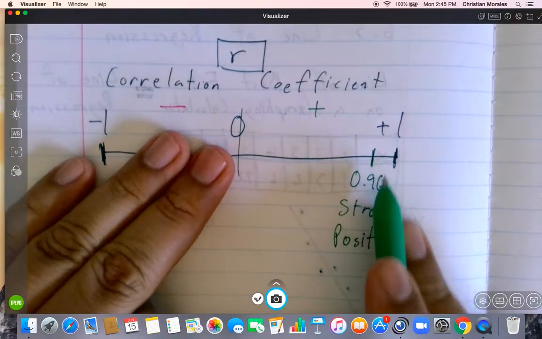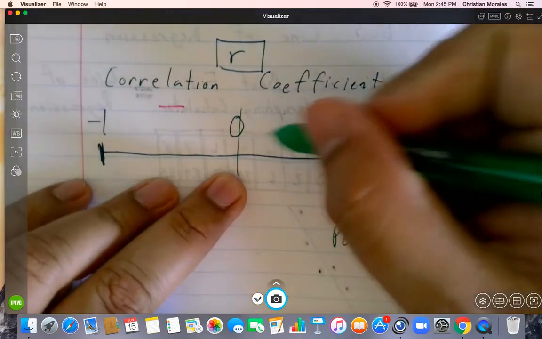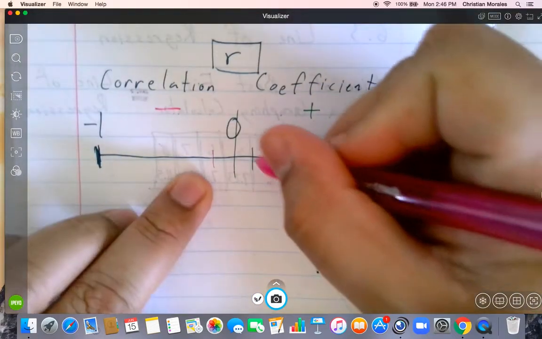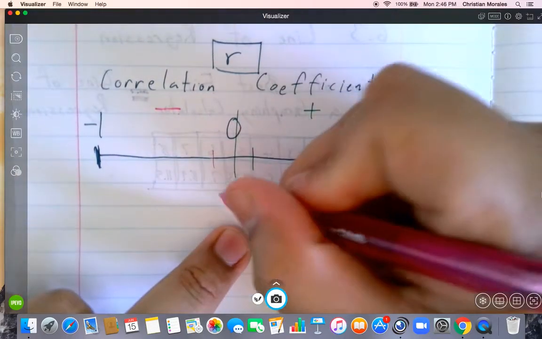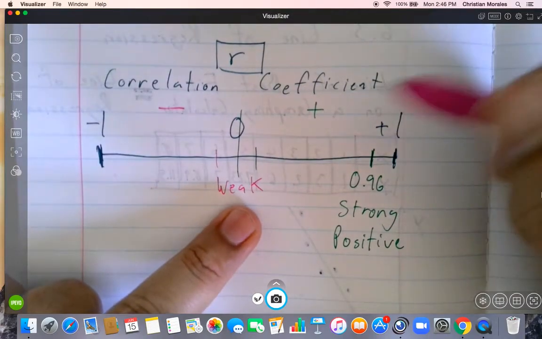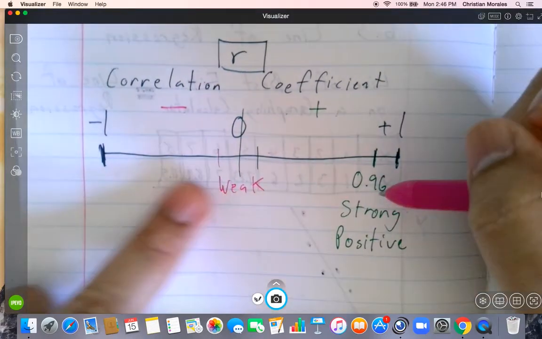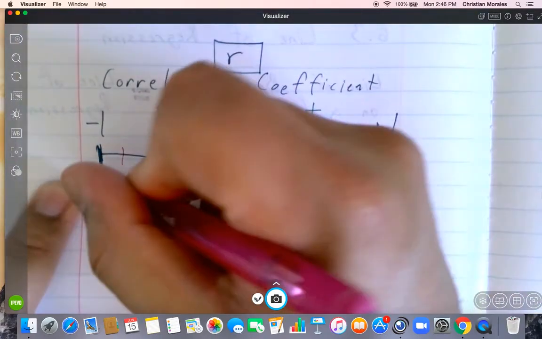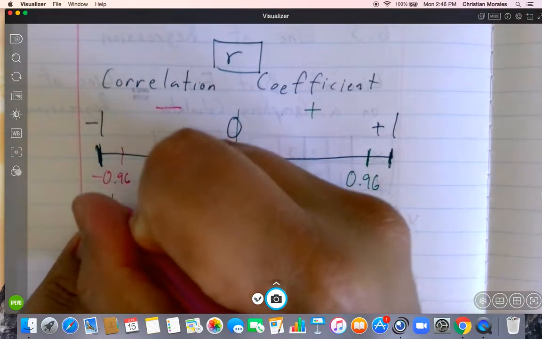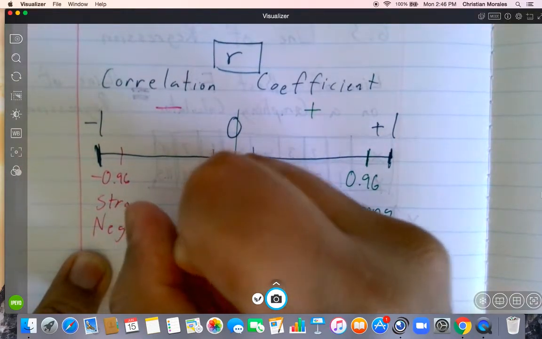Now, if instead of 0.96, let's say it was 0.1, the closer it is to 0, and even on this side, if your numbers are close to 0, then it's a weak correlation. It's weak. Now it could be positive weak and it could be negative weak. It just depends on which side of 0 it is. Now just imagine if this was over here. What if it was a negative 0.96? Well, that's also strong correlation, but instead of being strong positive, that's strong negative correlation.